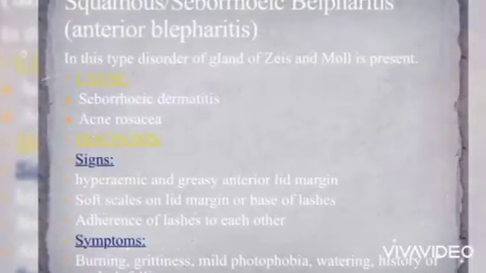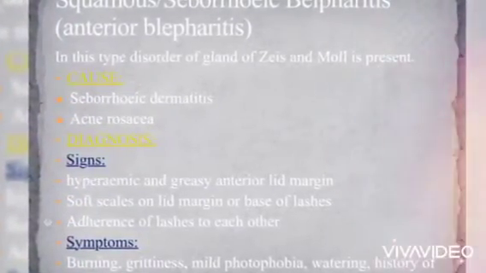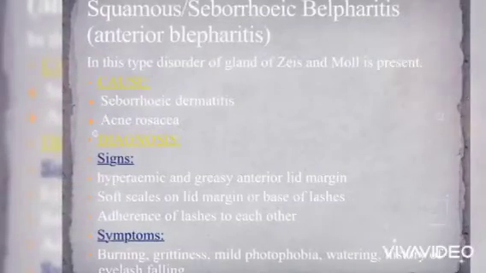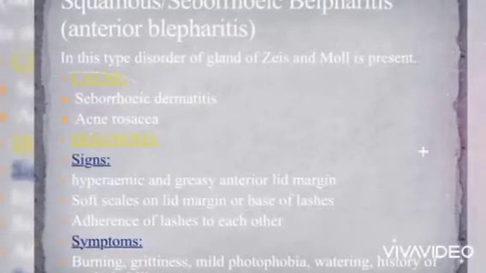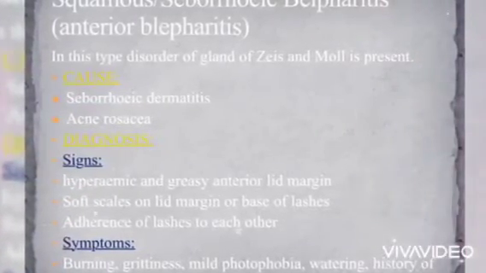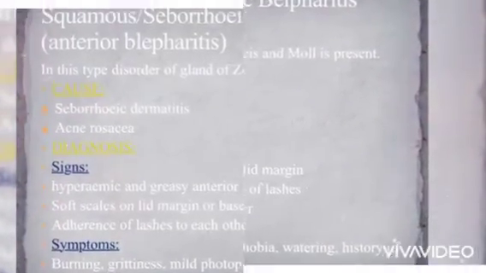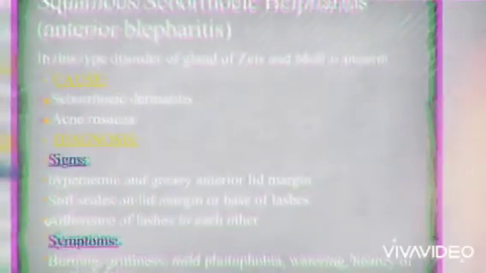Squamous blepharitis. In squamous blepharitis, there is a disorder of glands of Zeiss and Moll. Causes of seborrheic blepharitis include seborrheic dermatitis and acne rosacea. To diagnose squamous blepharitis, look for signs and symptoms.